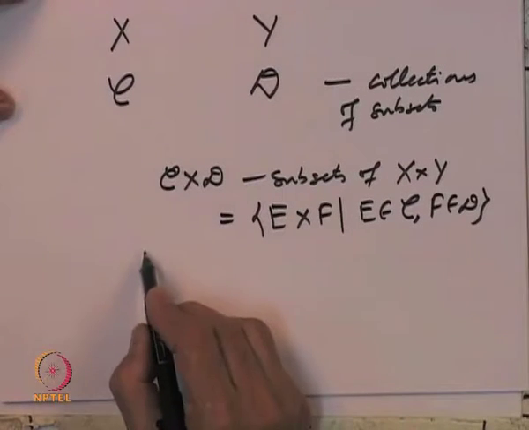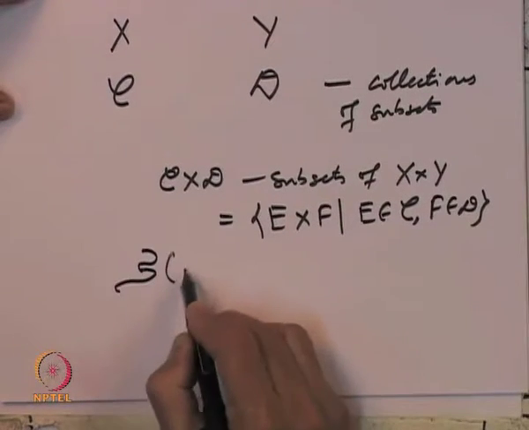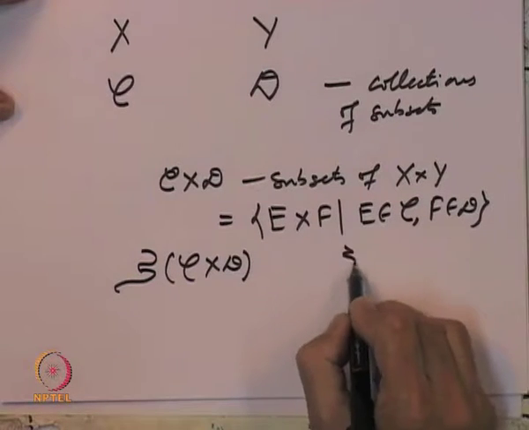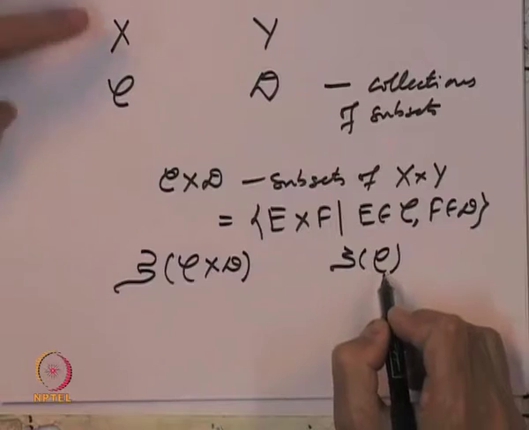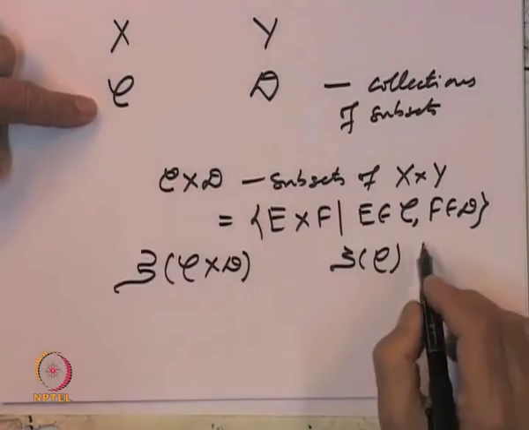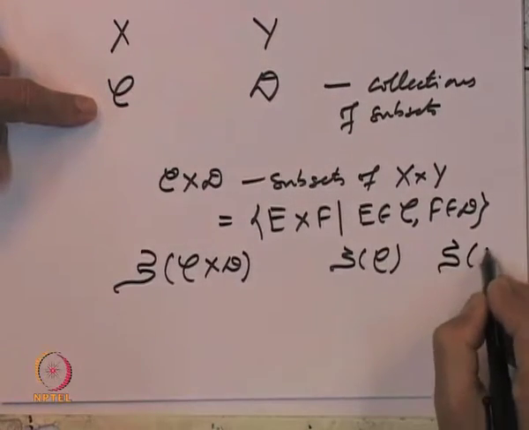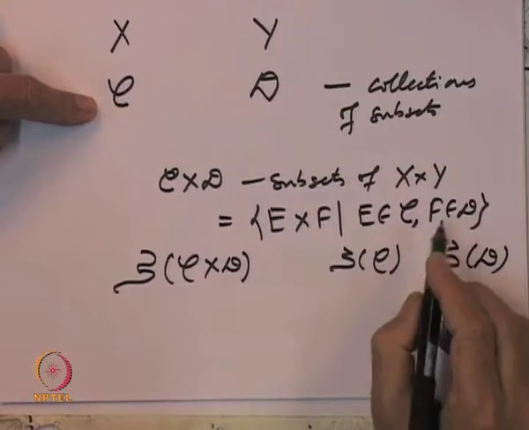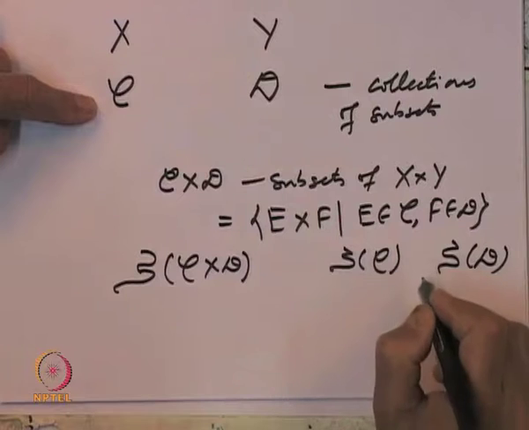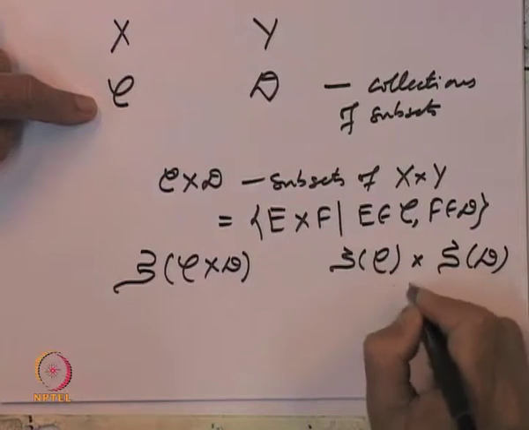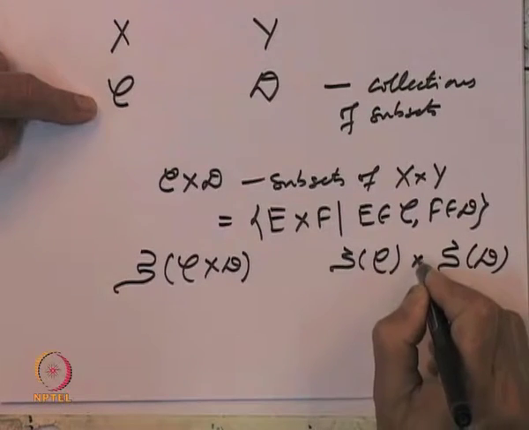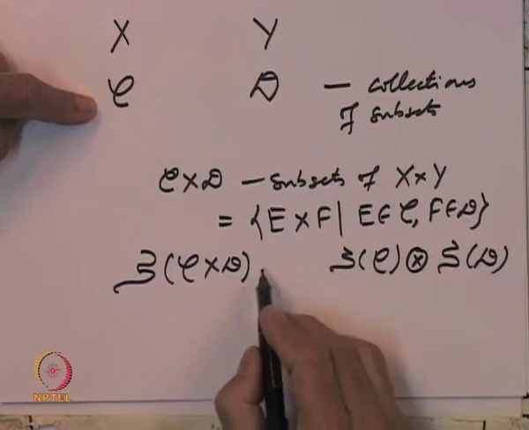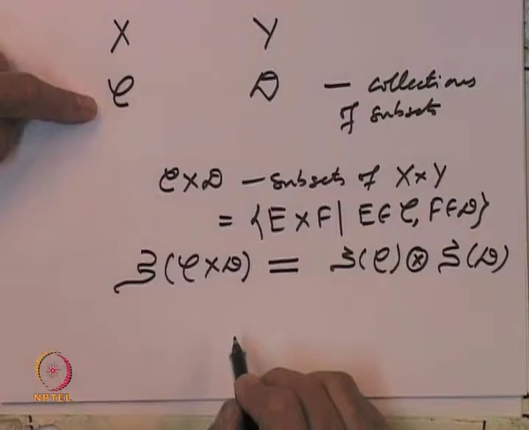And now, one can generate a sigma algebra out of this collection C cross D. On the other hand, we can generate a sigma algebra by the collection C. We can also generate a sigma algebra by the collection D of subsets of Y, and take the sigma algebra generated by the rectangles of this type. So, let us call it S of C cross S of D. Then the claim is that these two are equal.